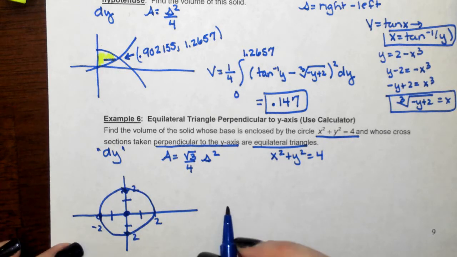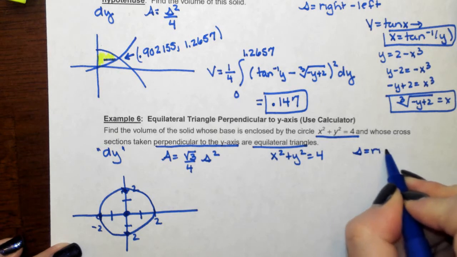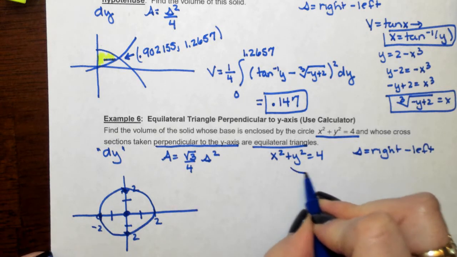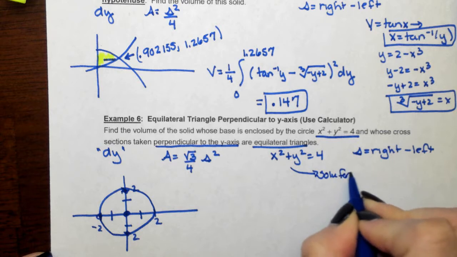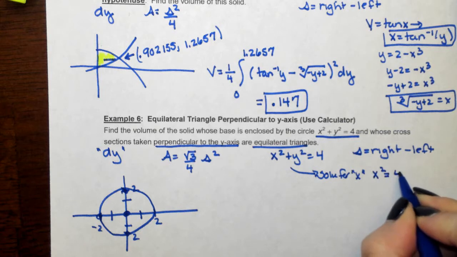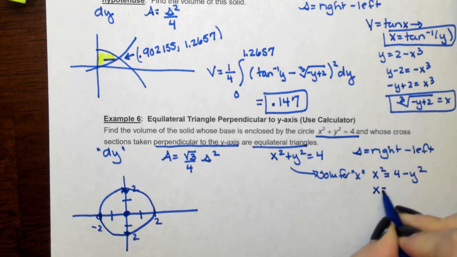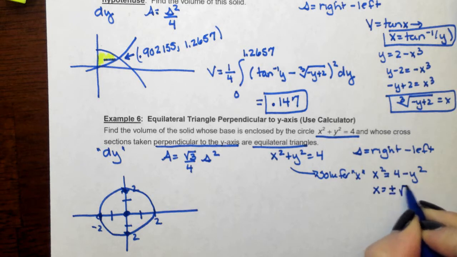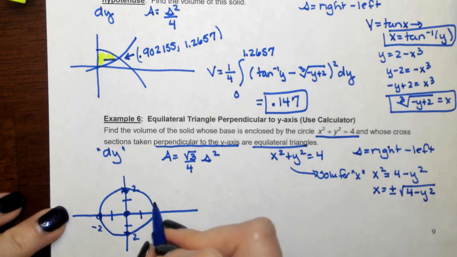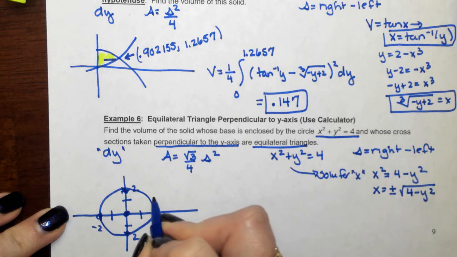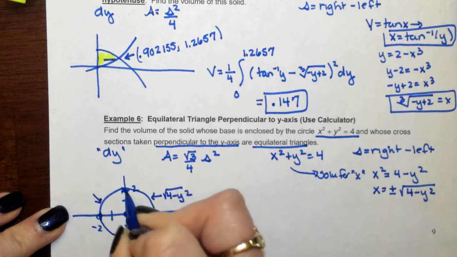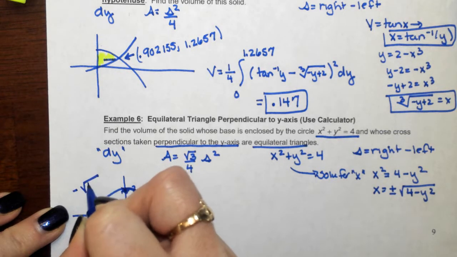Being perpendicular to the y-axis, I know that s is going to be equal to right minus left. Because it's a dy, I have to solve for x. So x squared is equal to 4 minus y squared. When you take the square root, remember to do your plus or minus. The function on the right is the positive square root of 4 minus y squared, which is the right-hand side. And then the other side of the graph is your negative square root of 4 minus y squared.